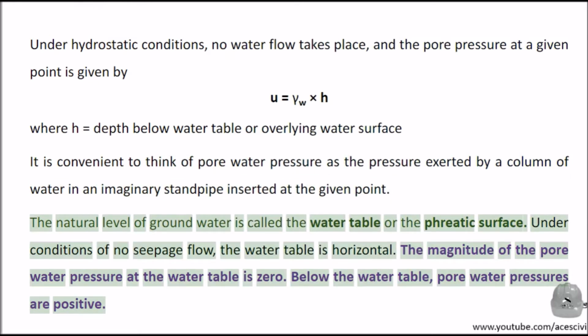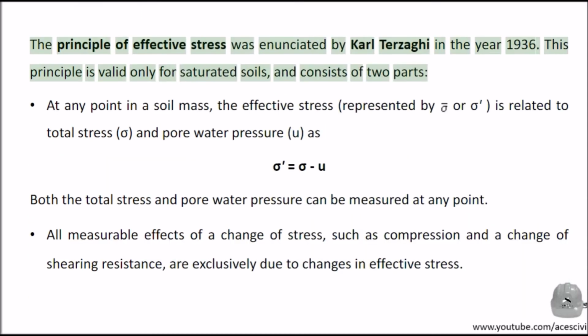The natural level of groundwater is called the water table or the phreatic surface. Under conditions of no seepage flow, the water table is horizontal. The magnitude of the pore water pressure at the water table is 0. Below the water table, pore water pressures are positive.